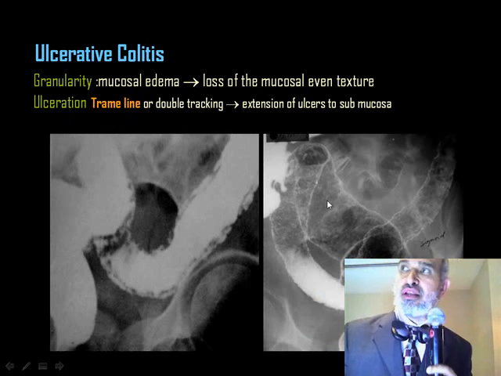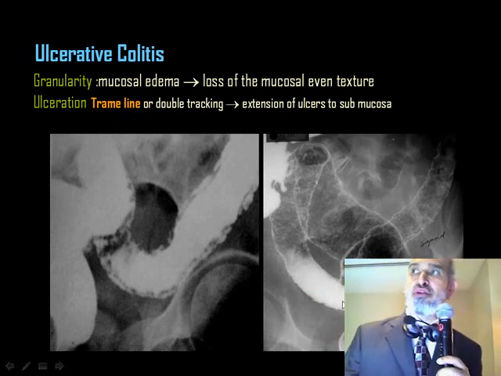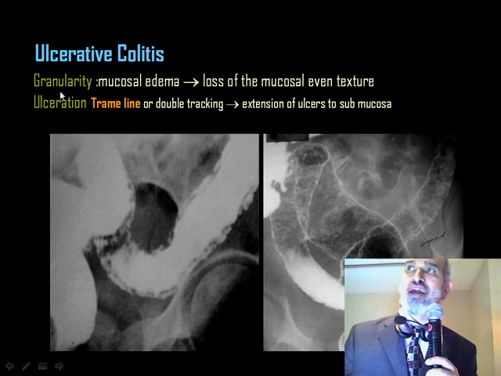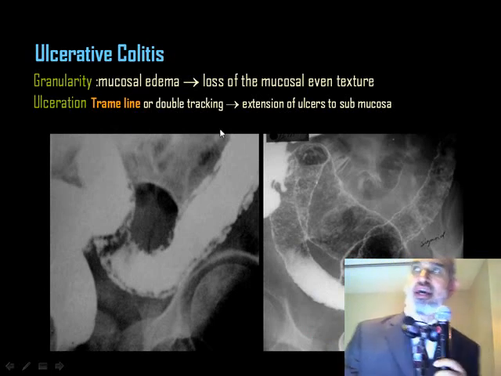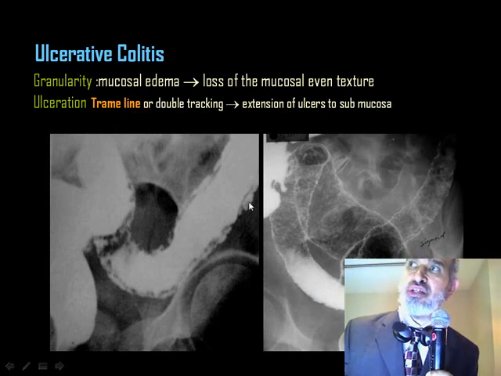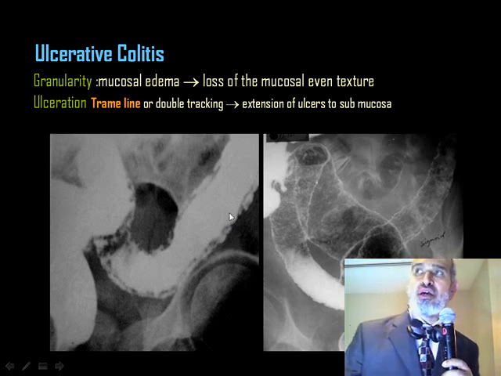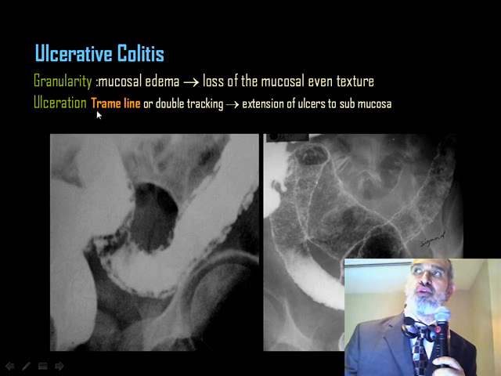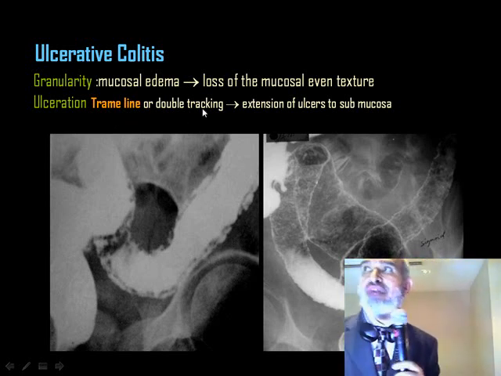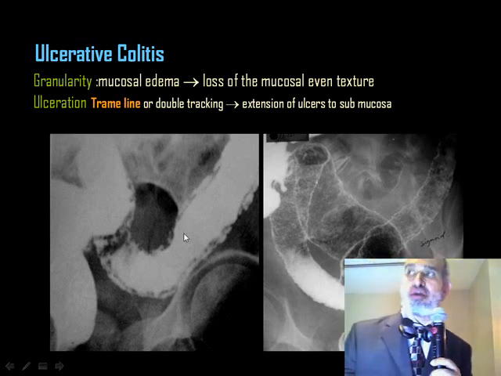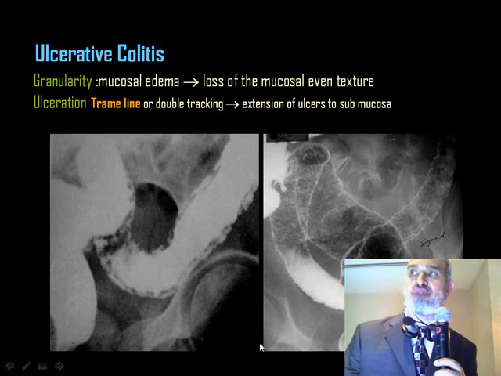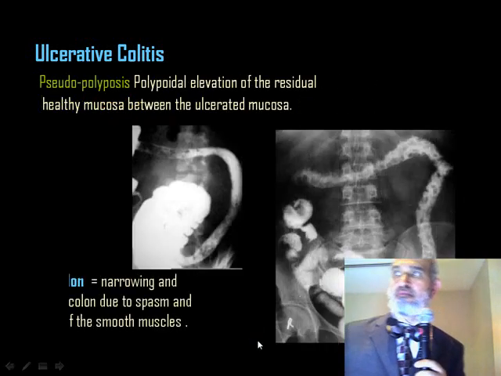Many ulcers will result in a granular appearance of the colon, and this is what we call fine mucosal granularity. Also, you may get ulcers outside the colonic margin, and in such a case we call it the tram line or double tracking appearance. This is an uncommon finding in the barium enema.